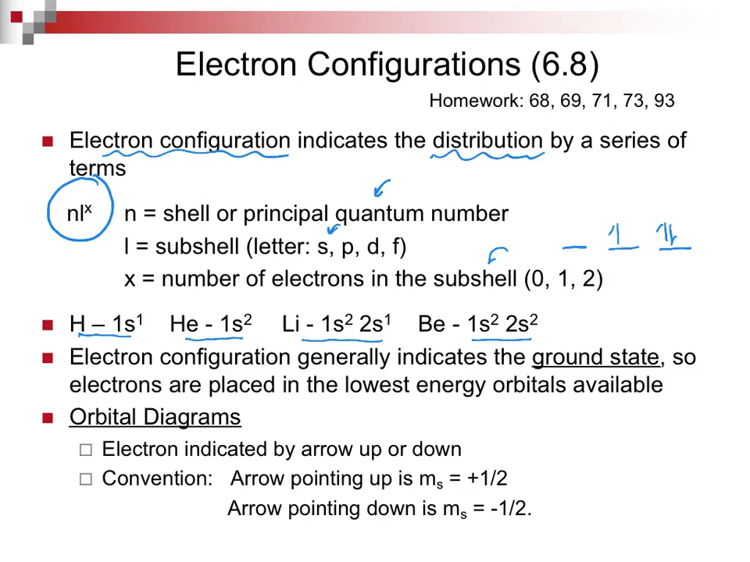Now, when I do a configuration, I normally do the ground state, and we are Gen Chem. I can't think of many exceptions that you would have. So that also will make sense in section 6.9. When I do an orbital diagram, oh no, I did that above. The electrons are indicated by an arrow up or an arrow down.